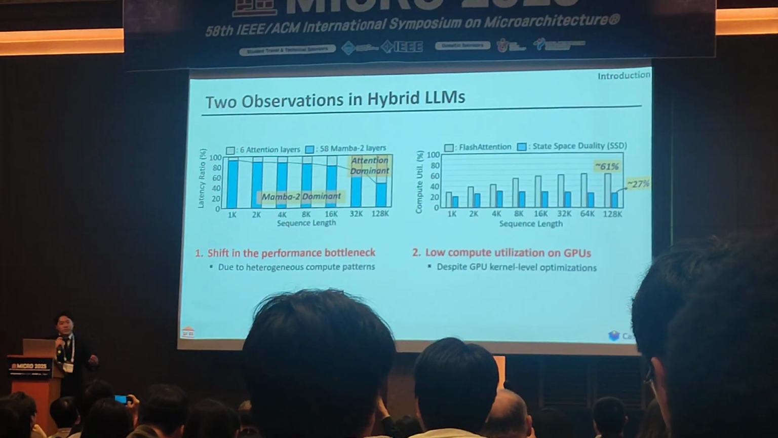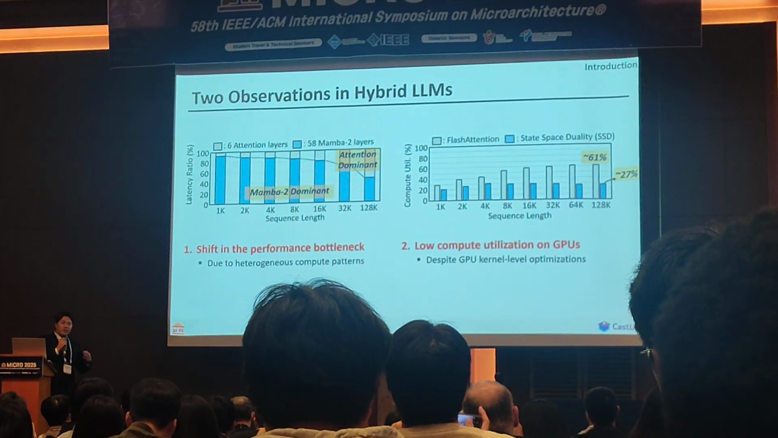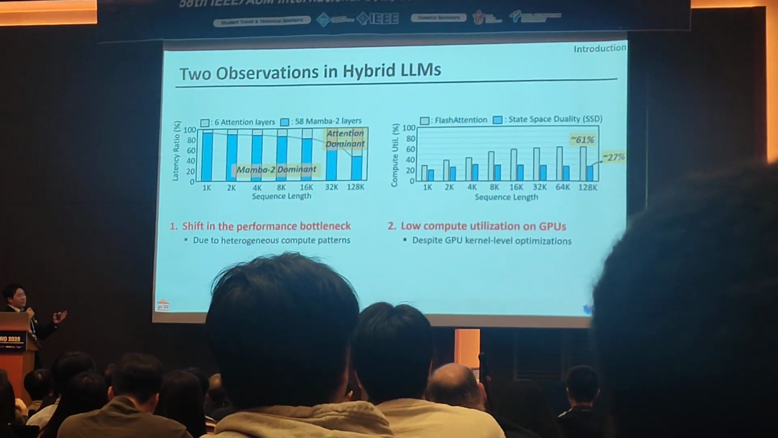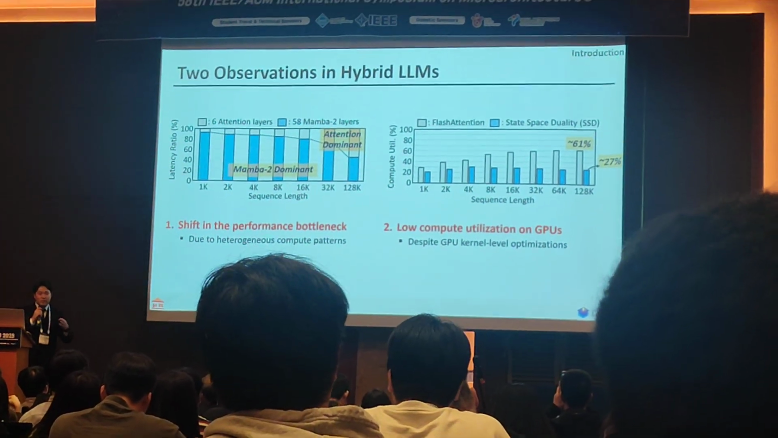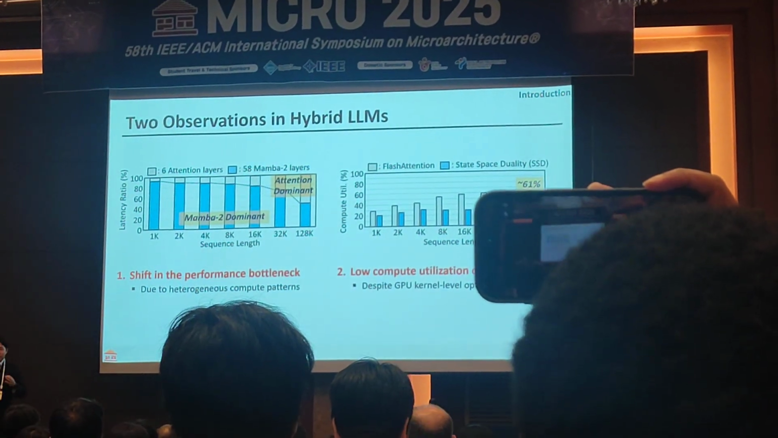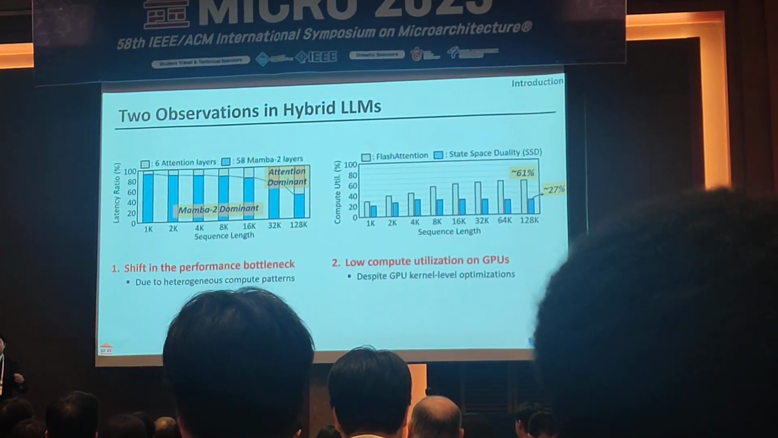Second, even on modern GPUs, the compute utilization remains low. Despite kernel level optimization, Flash Attention saturates at around 61%, and SSD kernels from Mamba 2 reach only 27% utilization. In other words, the current GPU leaves a large performance gap unexploited.